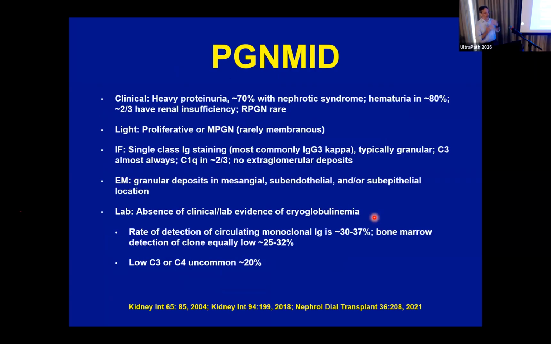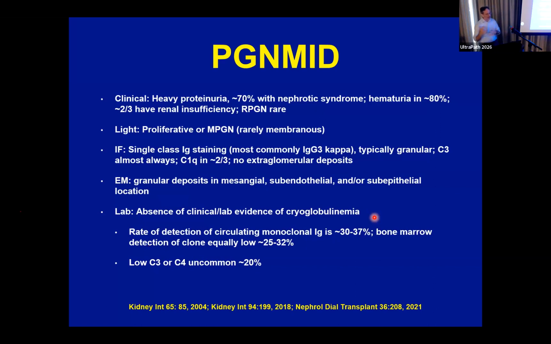Most of these patients have a proliferative pattern. It can be a membranoproliferative pattern like we see here, sometimes mesangial or endocapillary proliferative, rarely other patterns. And by fluorescence, just like we saw here, there's a single IG staining. IgG3 kappa, like Dave showed, is actually probably the most common.